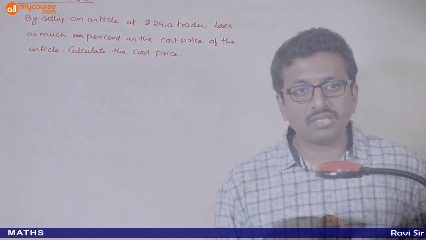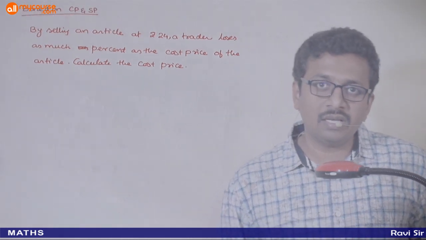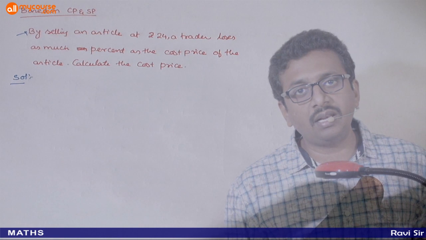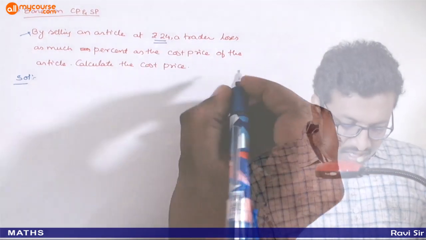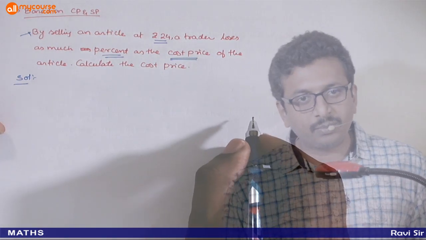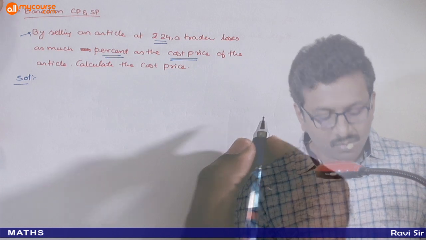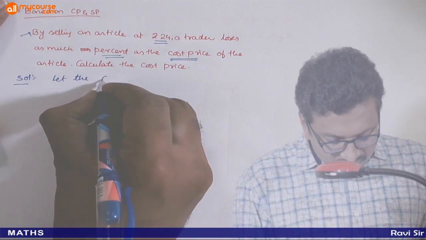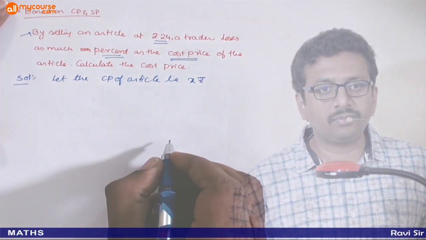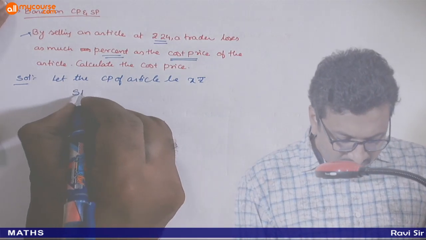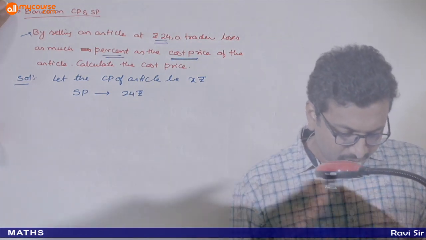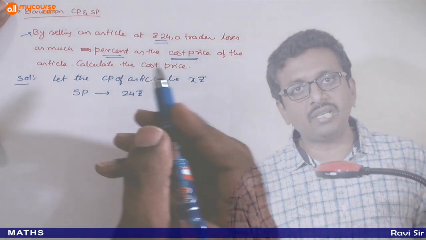So the next question is based on cost price and selling price. The question is something like this: by selling an article at rupees 24, a trader loses as much percent as the cost price of the article. Find the cost price. So let the CP of the article be X rupees. What is the SP? The SP of the article is given as 24 rupees. It's given that the trader loses as much percentage as the cost price.